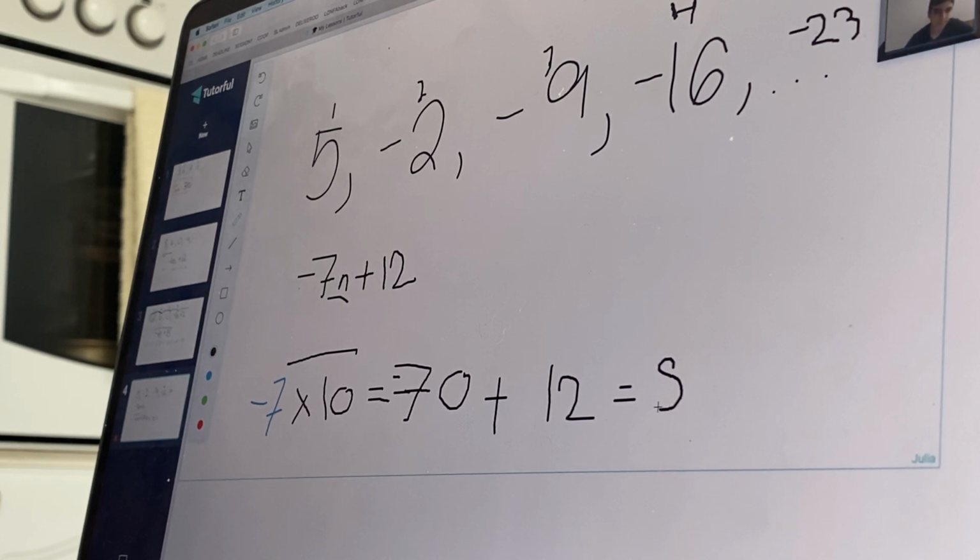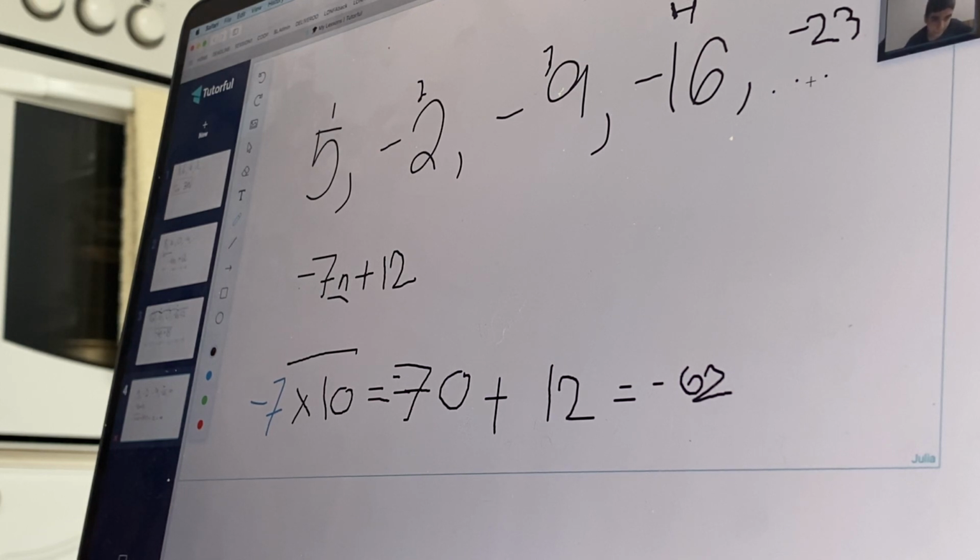Not quite. Make sure we're going the right way. So we're doing minus 70 plus 12. 62. Yes, and positive or negative 62? Negative 62. Yeah, perfect. Negative 62 is exactly right. Great. Well done. Awesome. Okay, that's really, really good.